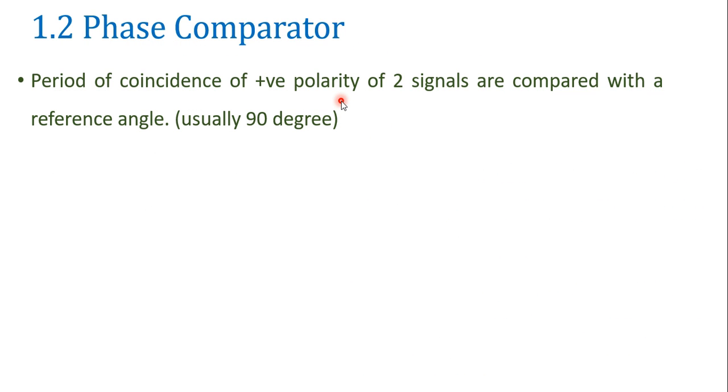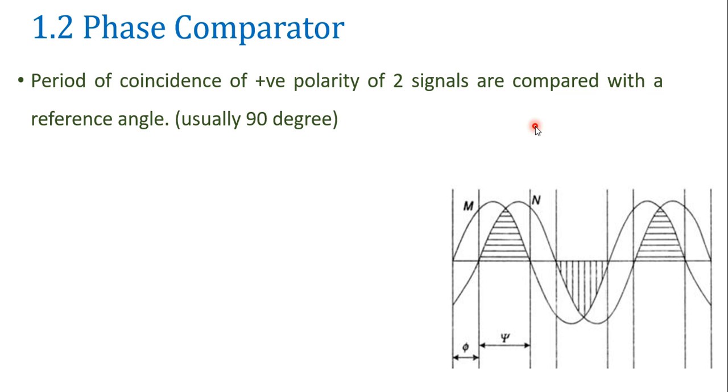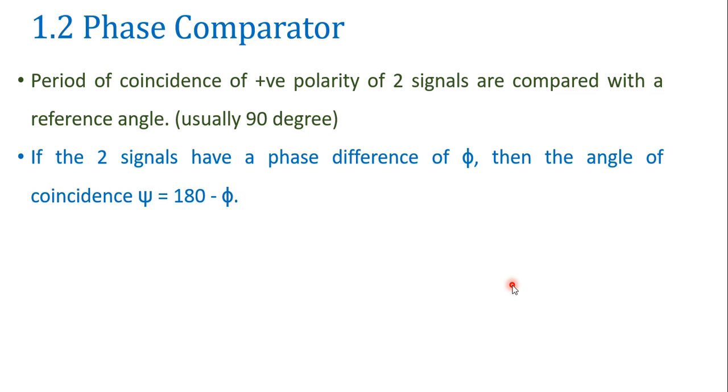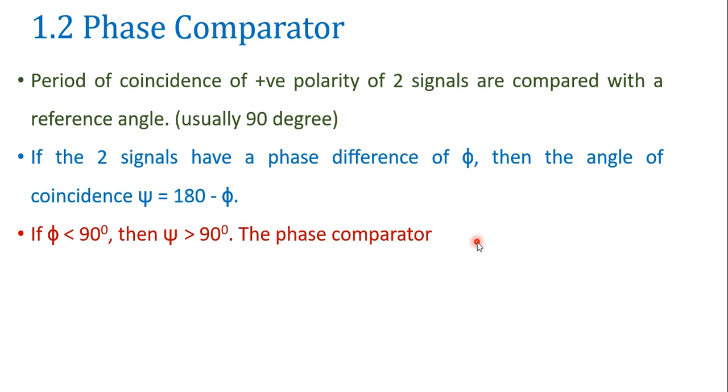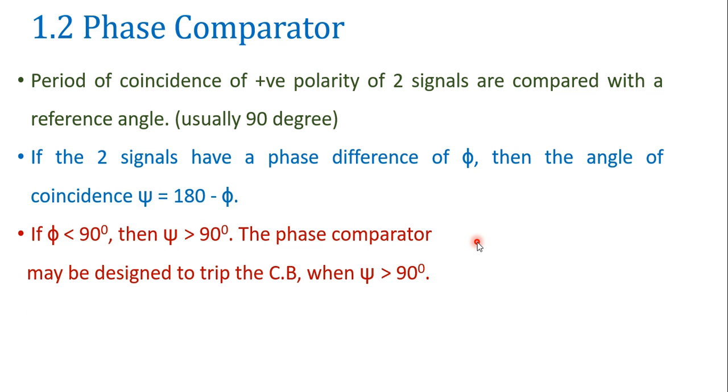Next is phase comparator. In the phase comparator, the period of coincidence of the positive polarity of two signals is compared with some reference angle, usually 90 degrees. If two signals have a phase difference of phi, then the angle psi is 180 minus phi. If phi is less than 90 degrees, then psi is greater than 90 degrees. The phase comparator may be designed to trip the circuit breaker when psi is greater than 90 degrees.